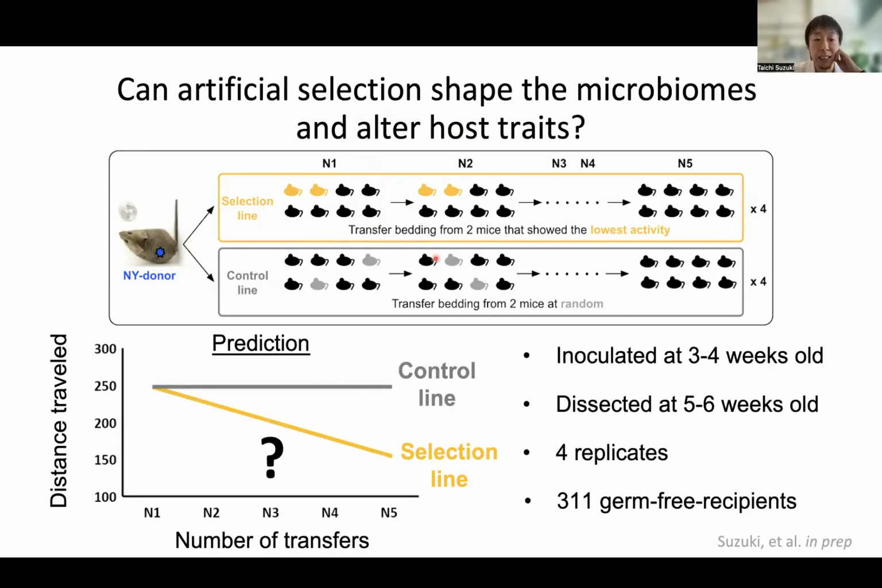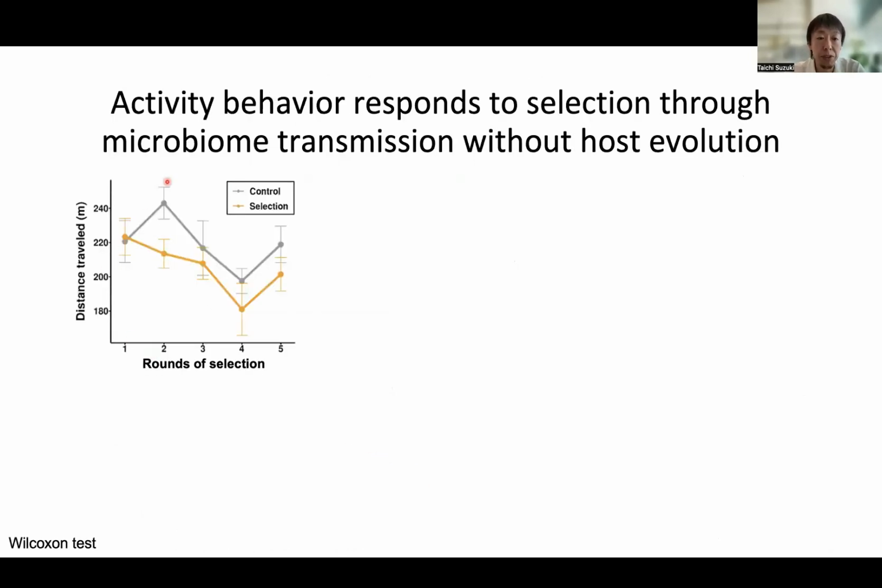So the expectation is that control lines will not change the behavior over time, but selection line may decrease the activity if the selection is acting on the microbiome. And here are some results. So here I'm showing you the raw data of distance traveled across time. You can think of this first round of selection as before selection, because both treatments receive the same microbiome from a single donor. But after selection, for every generation, we see this lower median of distance traveled for selection line compared to control line.